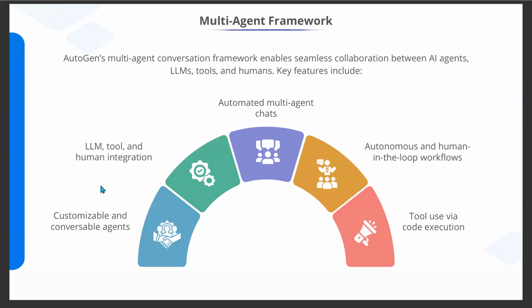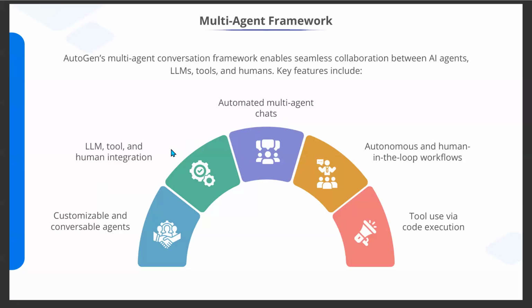Let's say tool agents can use Python execution, APIs, databases, and even web search, calculators, and many more. And automated multi-agent chats. This might be a very powerful feature where agents can talk to each other automatically.